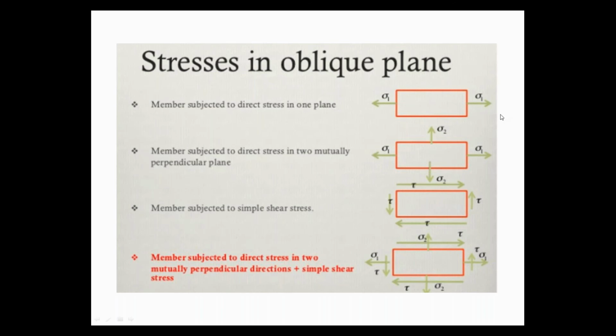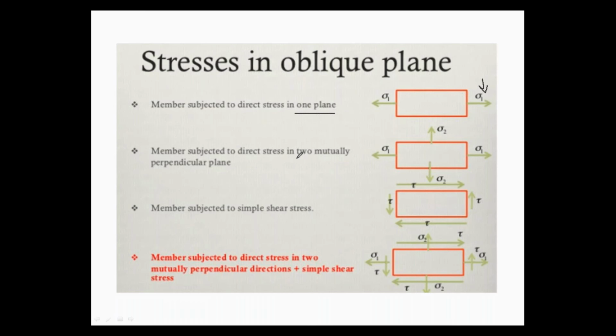See the different cases for the oblique planes. First one, members subjected to direct stress in one plane. So in one plane it is direct stress, only one plane.